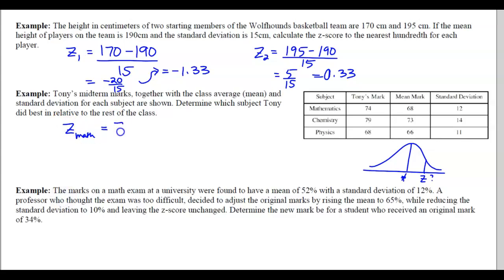His mark was 74, the mean was 68, and standard deviation was 12. So that is 6 over 12, which is 0.5. So you can tell, obviously, he scored higher than the mean, so it should be a positive Z-score.